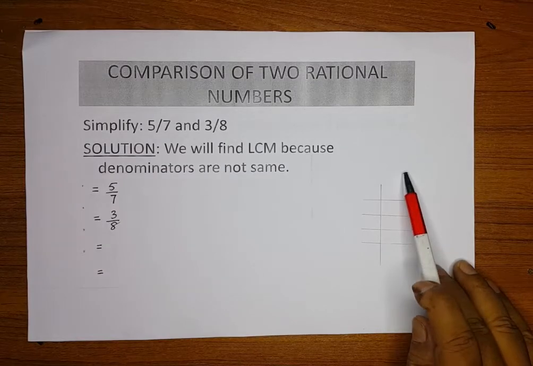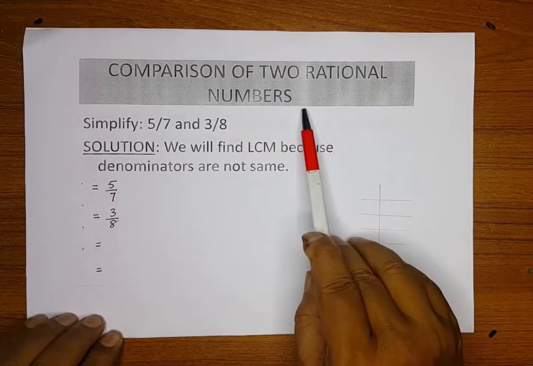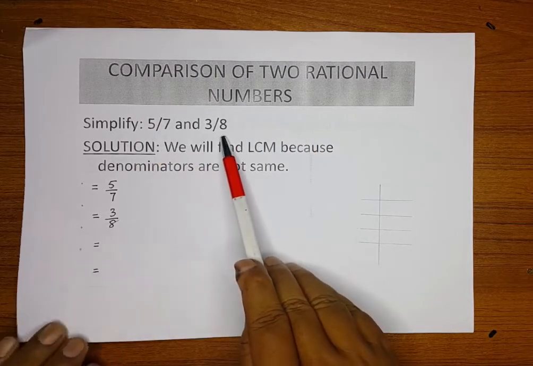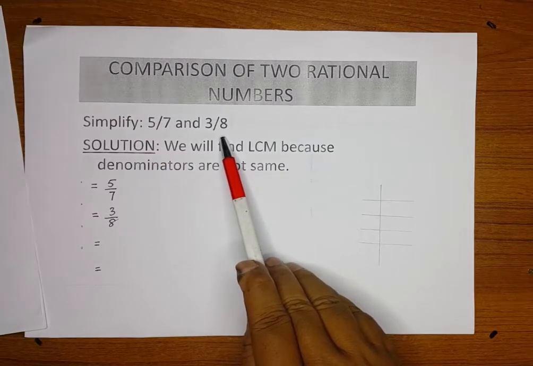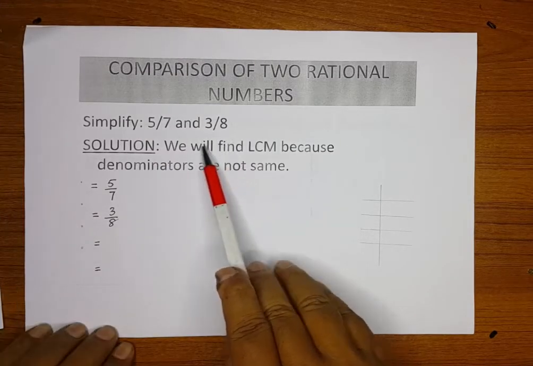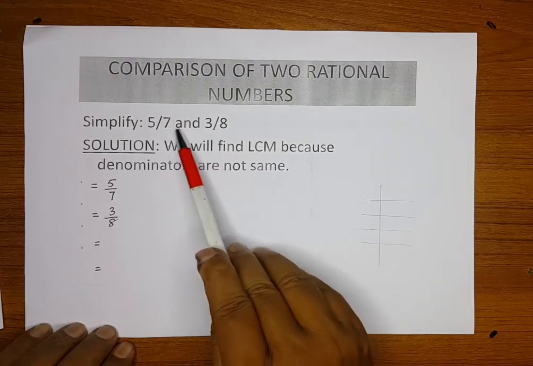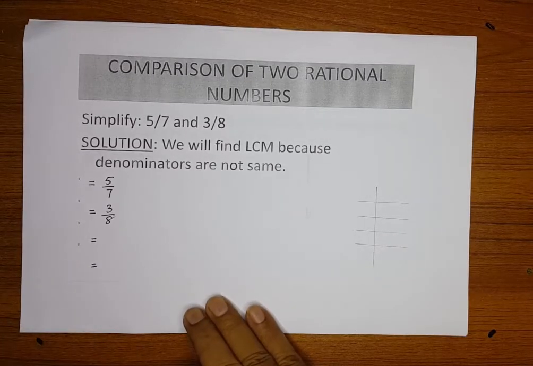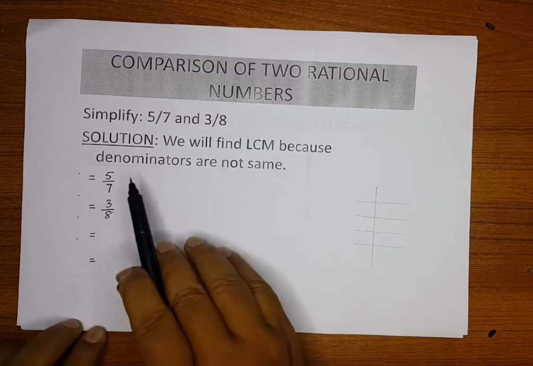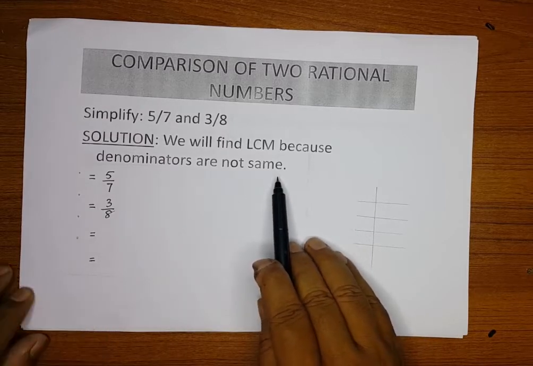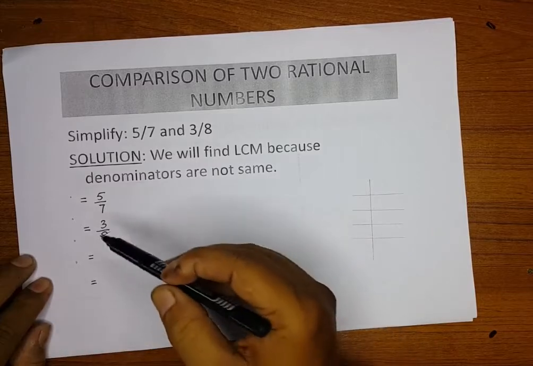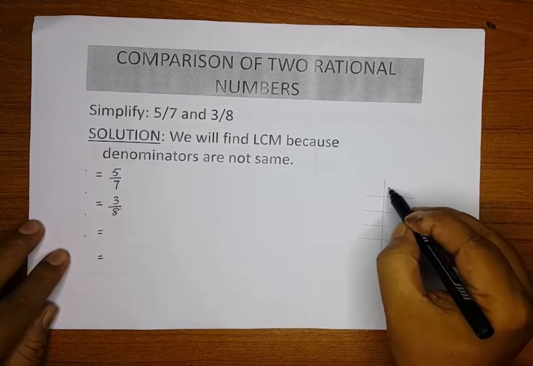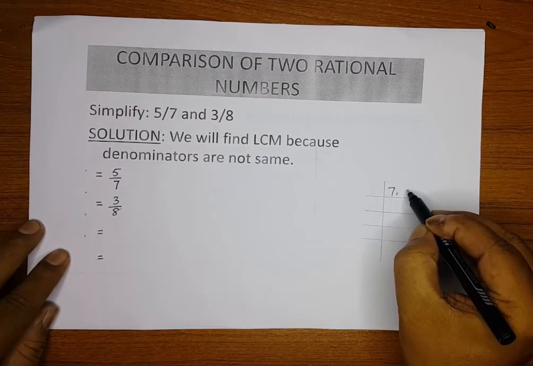After this, students, comparison of two rational numbers. Here are two rational numbers, 5 upon 7 and 3 upon 8. Students, watch here. These rational numbers have different denominators. So when the denominators are different, we will find the LCM because the denominators are not the same. Right here the denominators are 7 and 8.